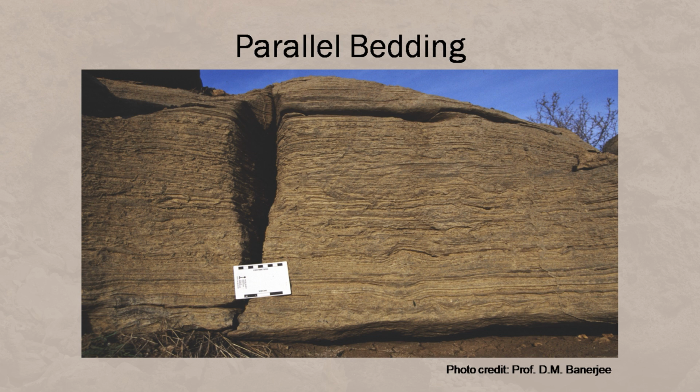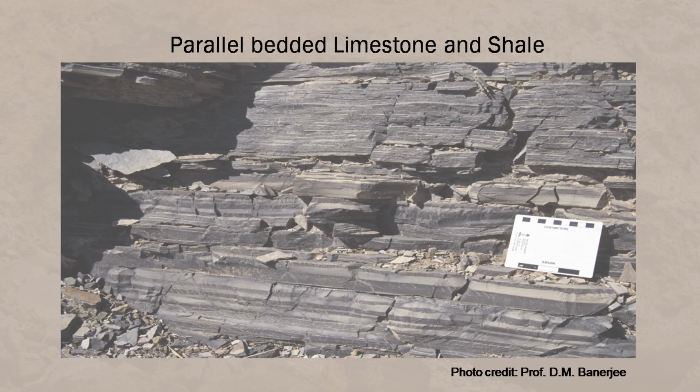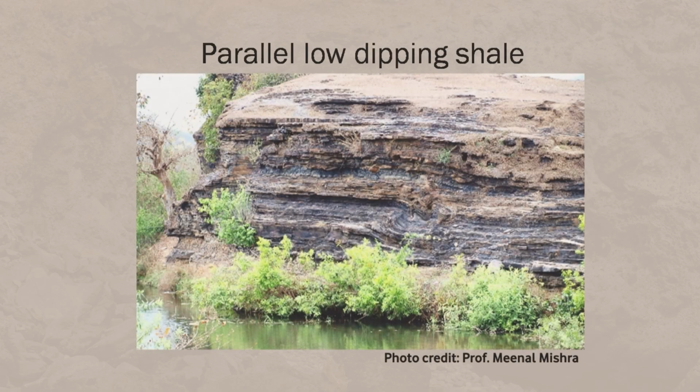These are sandstone-shale intercalations. Another parallel bedded limestone and shale unit. You can see that they are all parallel bedded, and they sometimes extend for miles together, and they are extensive in the rock. And these are consolidated, hardened limestone-shale intercalations. Another parallel, low dipping shale you can see at the bottom. The whole area is just parallel beds, and they are very low dipping, about 1 or 2 degrees.